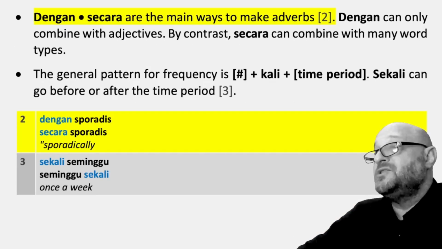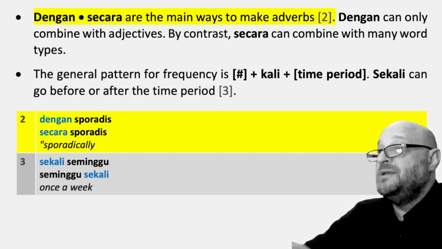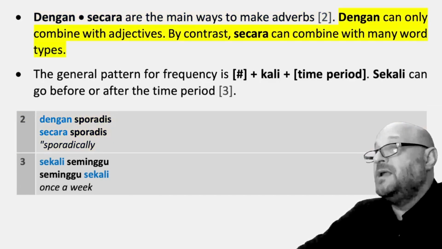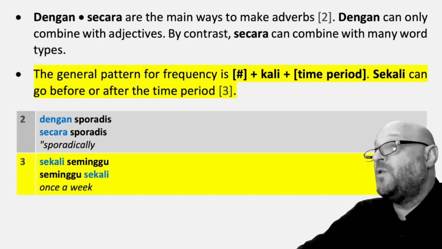Dengan, secara are the main ways to make adverbs. Example 2, dengan sporadis or secara sporadis, sporadically. Dengan can only combine with adjectives. By contrast, secara can combine with many word types. The general pattern for frequency is number, kali, time period. Sekali can go before or after the time period. Example 3, sekali seminggu, or seminggu sekali, once a week.